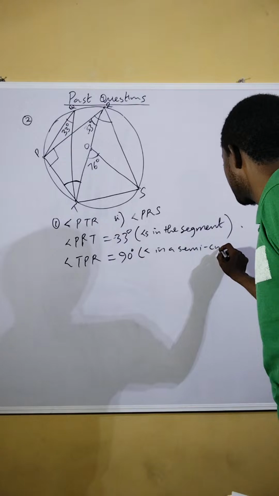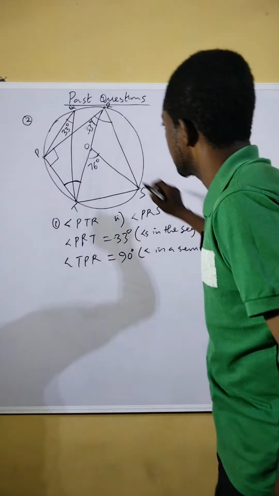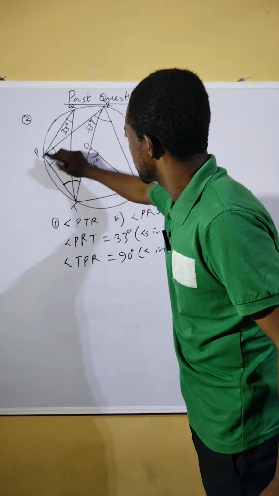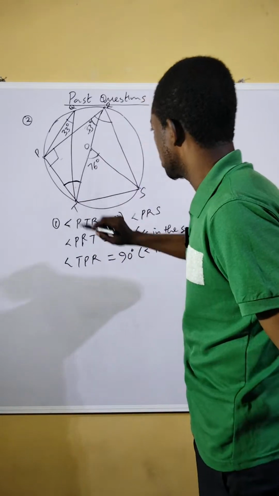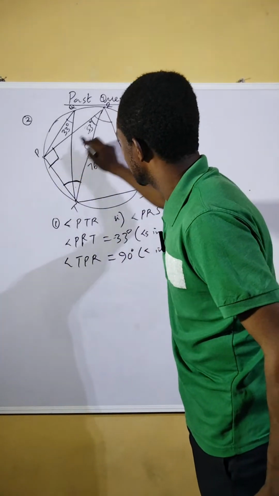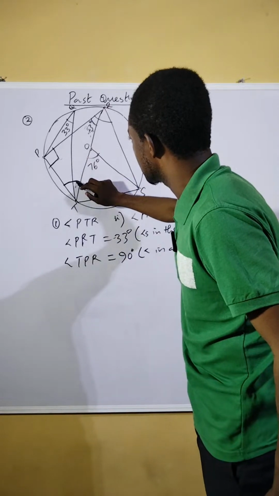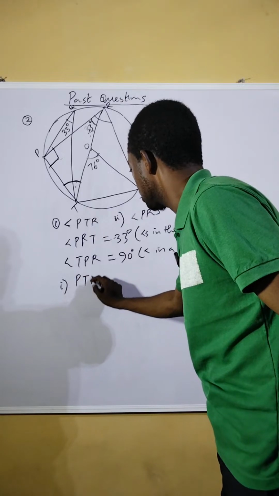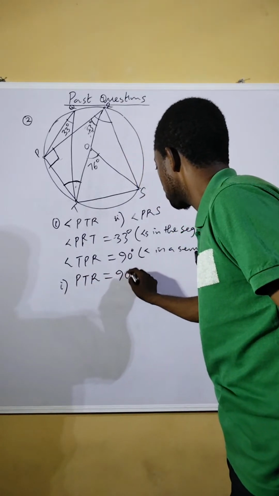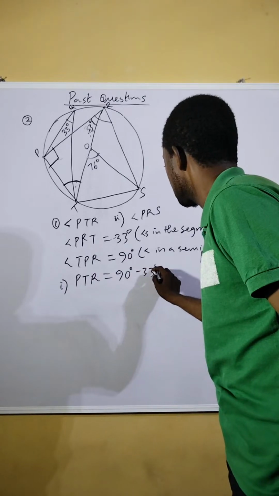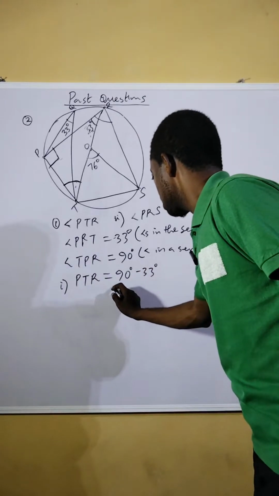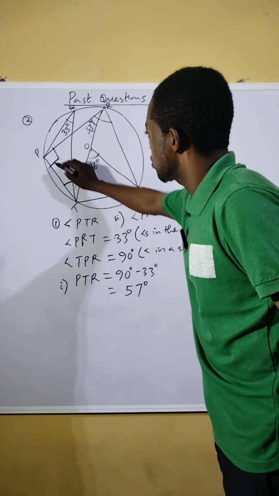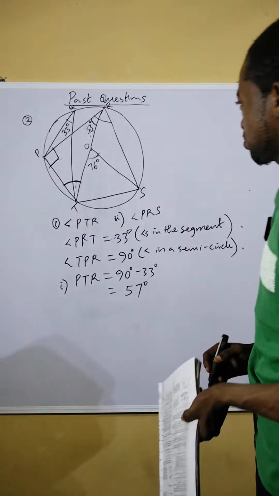That's the reason why, angle in a semicircle, which implies that easily we can get this angle now because we have triangle TPR. Two angles are known. The third angle can be found. And this angle is 90 degrees, which means these two angles also should add up to 90 degrees. So therefore, the first question we are finding, which is PTR, should now be equal to 90 degrees minus 33 degrees. And that's simply 57 degrees. So angle PTR now is 57 degrees.